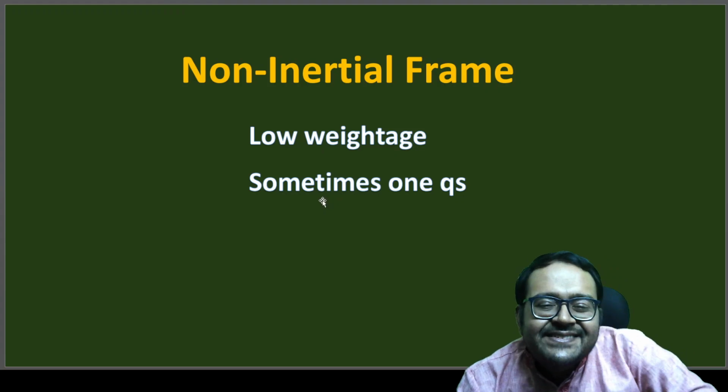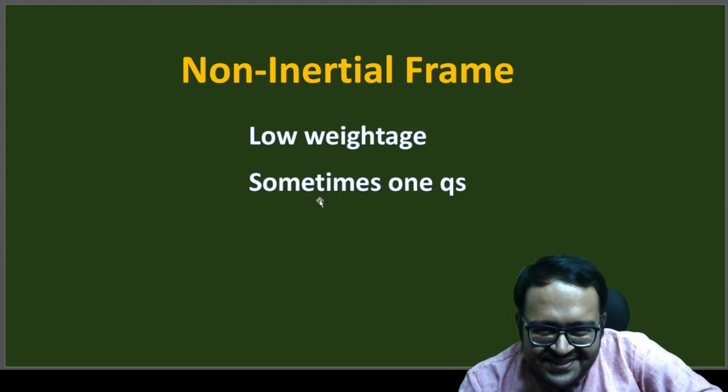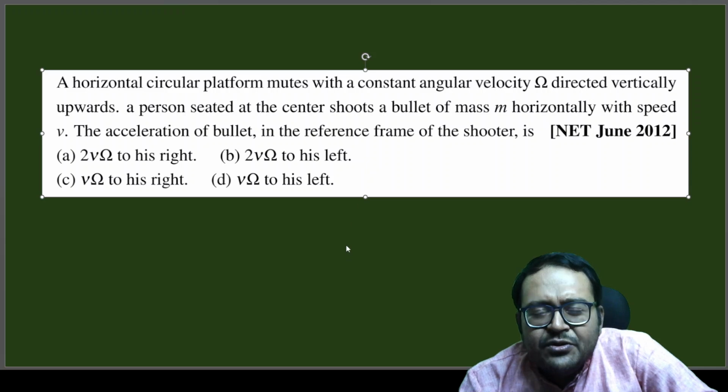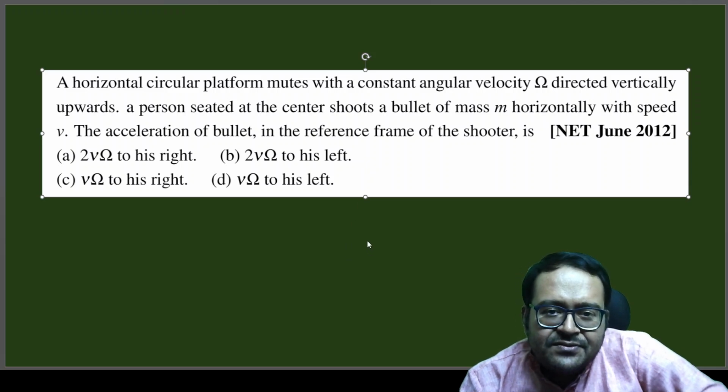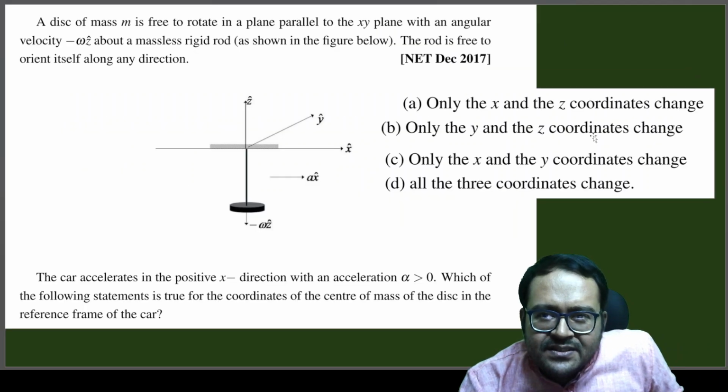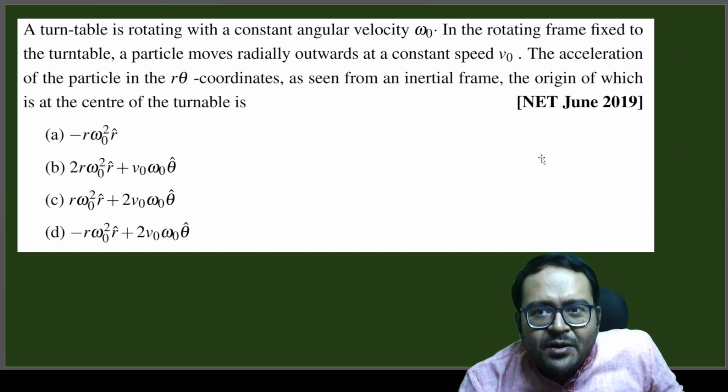Non-inertial frame has lower weightage. Sometimes one question may be expected. Coriolis force, centrifugal force problem. So this is one problem. Attempt it. This is another problem you can attempt. This is another problem you can attempt.